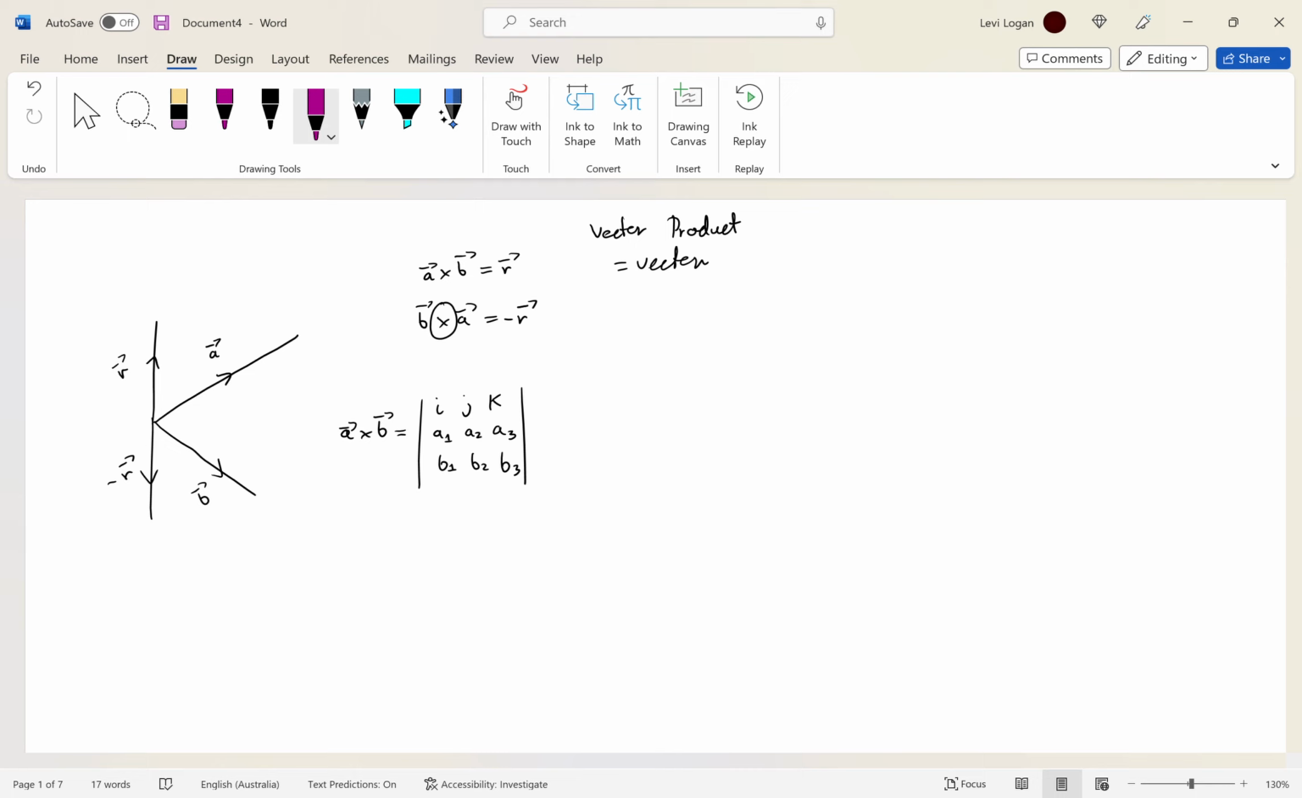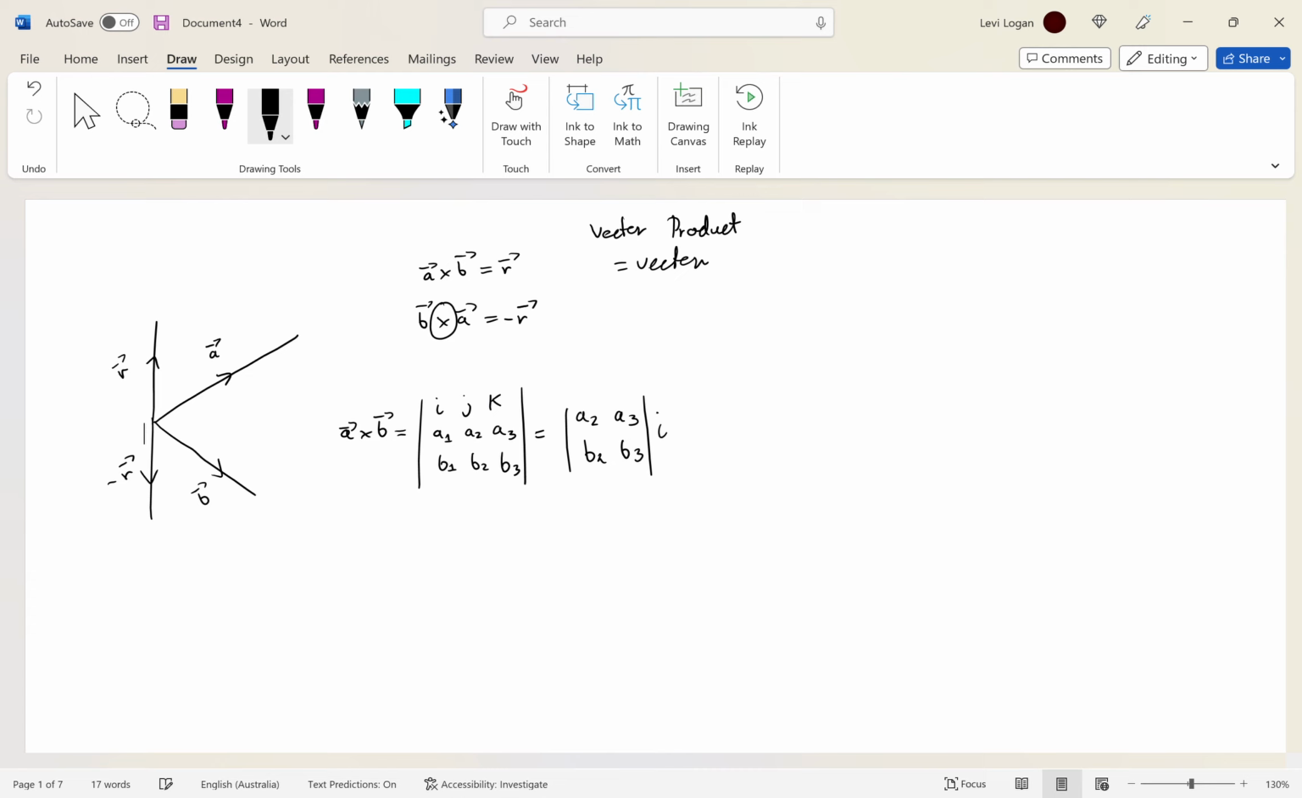We've got to find the x component, the y component, and the z component, because we know that A cross B is going to produce a vector R. So what do we do? To find the i component, we cross out the first column and the first row, and write a little 2 by 2 matrix. This is equal to the determinant of this 2 by 2 matrix, A2, A3, B2, B3, and since this is in the x direction, we put our little i here. So that's our first one.